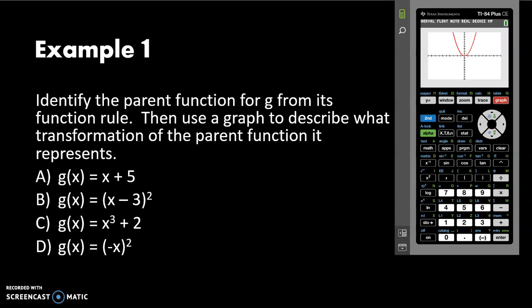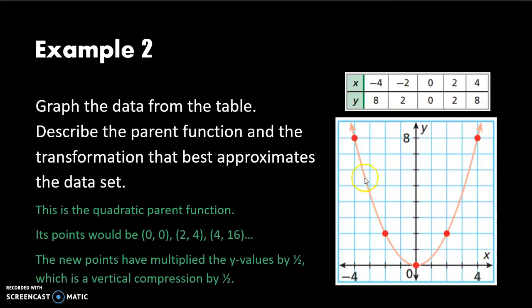Okay, so let's take a look at one where we have to use a table of values to graph and then identify the parent function from that. Okay, it says to graph the data from the table, describe the parent function and the transformation that best approximates the data set. So all I did is I took my table and I graphed the points, these red dots, then I connected them with this line here. So notice the shape, it's a U shape. That U shape is the quadratic shape. So the parent function is the quadratic parent function.